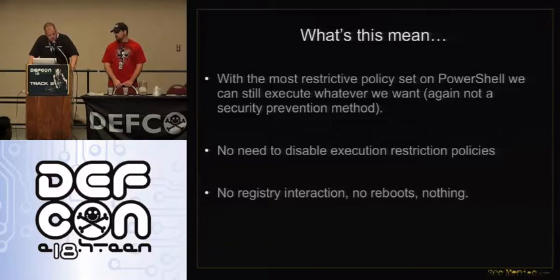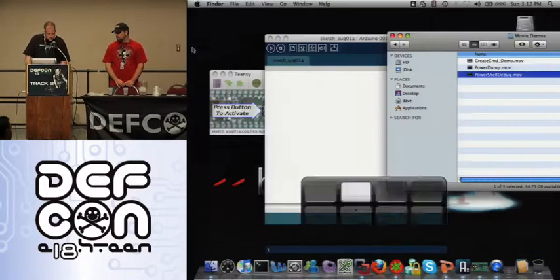So with the most restrictive policy set on PowerShell, we can still execute whatever we want. Again, this really is not a security prevention method. No need to disable execution restriction policies through registry interaction, reboots, et cetera. We can just do it on the fly. So here's a quick demo.